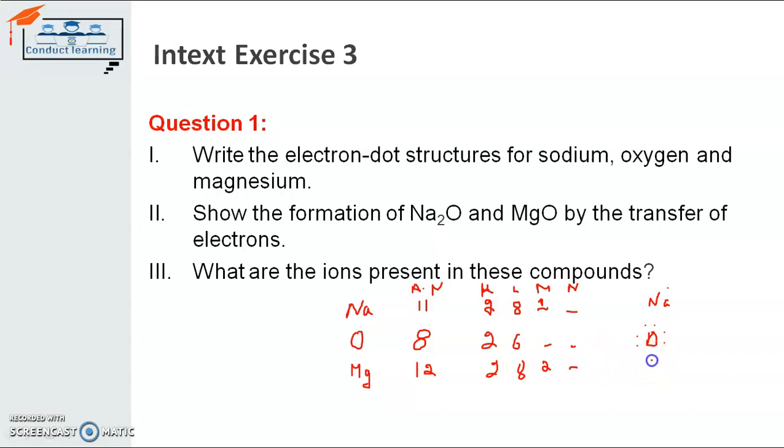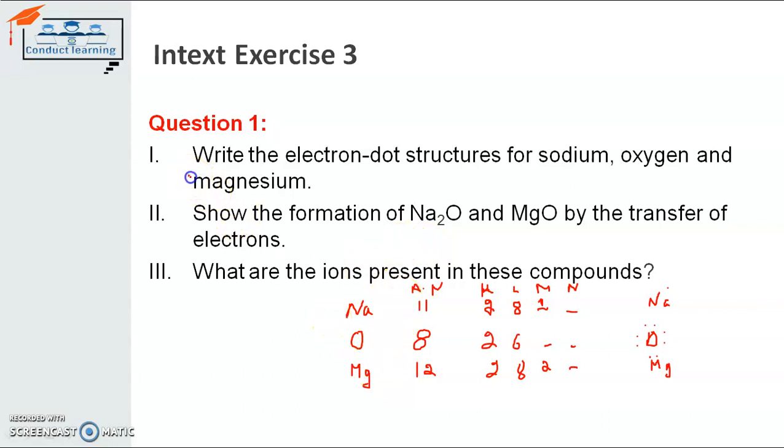For magnesium, it will be like Mg with 2 dots here. You can write it here. So it can give its 2 electrons or take 6 electrons to become stable, but it is easier to give 2 electrons rather than to take 6 electrons. So that's why the electron dot structure is like that. These three are the electron dot structures for sodium, oxygen and magnesium, and this is the answer for the first question.